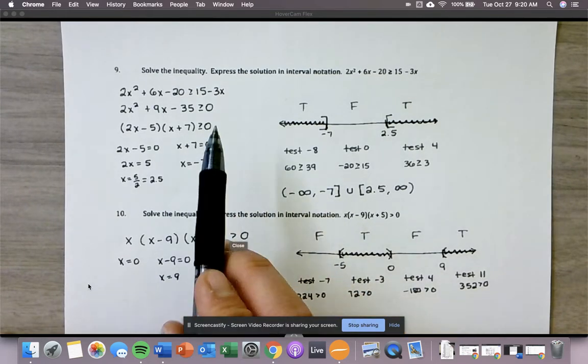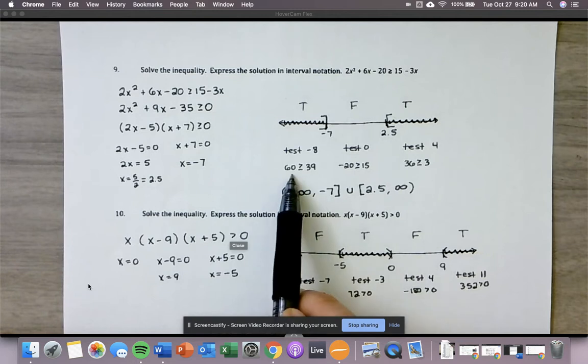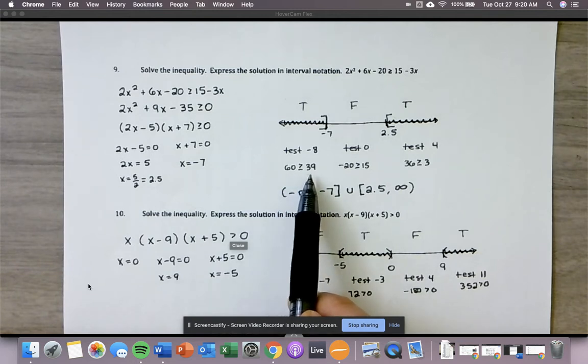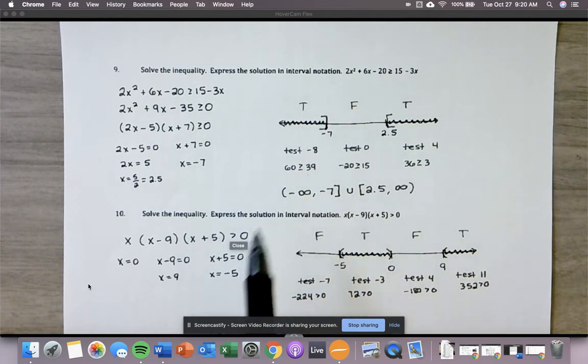So if we test that, if we plug negative 8 into our original inequality, we get 60 is greater than or equal to 39, which we know is true. So we'll write true above it.